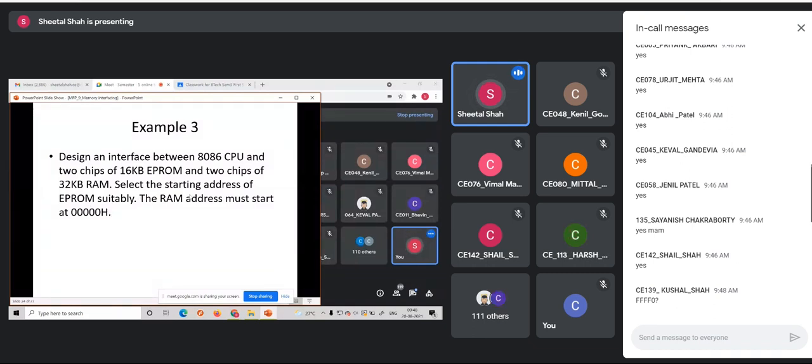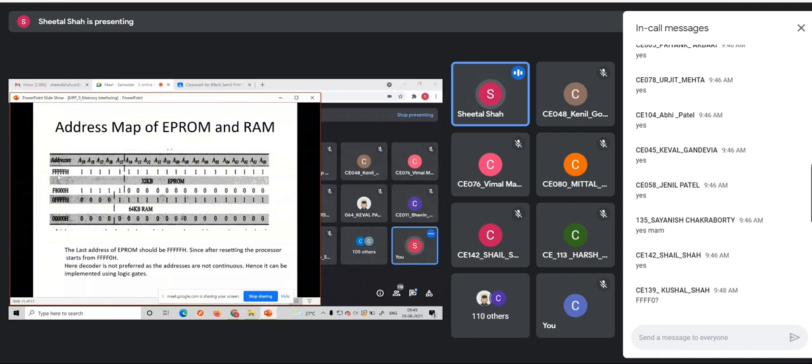Whereas it is given that the RAM address must start at all zeros. The EEPROM address need not have FFFF0 as the last address, but that address should fall in the EEPROM. Whereas the RAM address 00000 is the starting address of the RAM. Now we are supposed to interface these EEPROM as well as RAM with this 8086 processor. This is our example, and we are supposed to solve this.